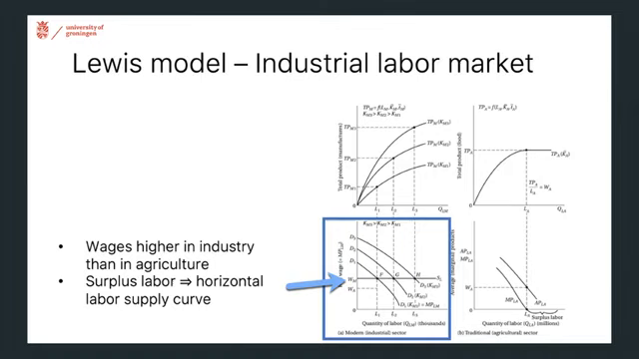This can continue for quite a while because as you move people out of agriculture and into industry, the marginal product remains zero for a long time. So the result is that the labor supply curve for the industrial sector is horizontal. So at a given wage WM, there's an unlimited supply of labor, more or less.